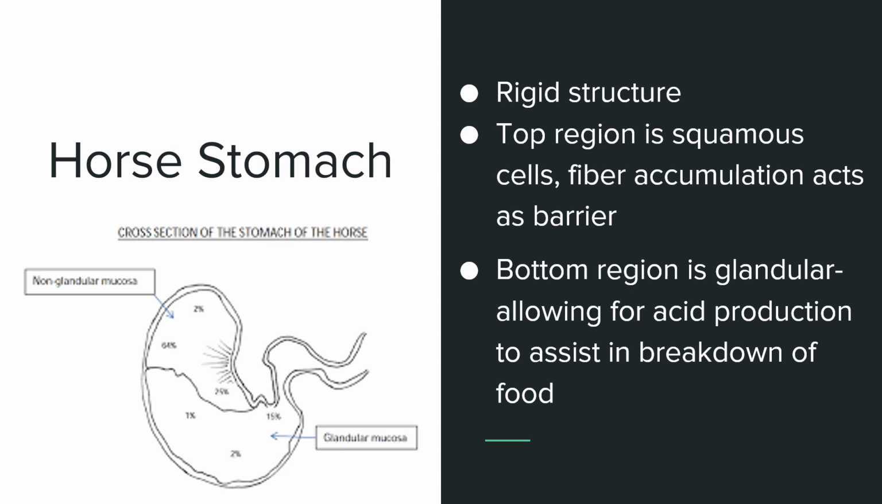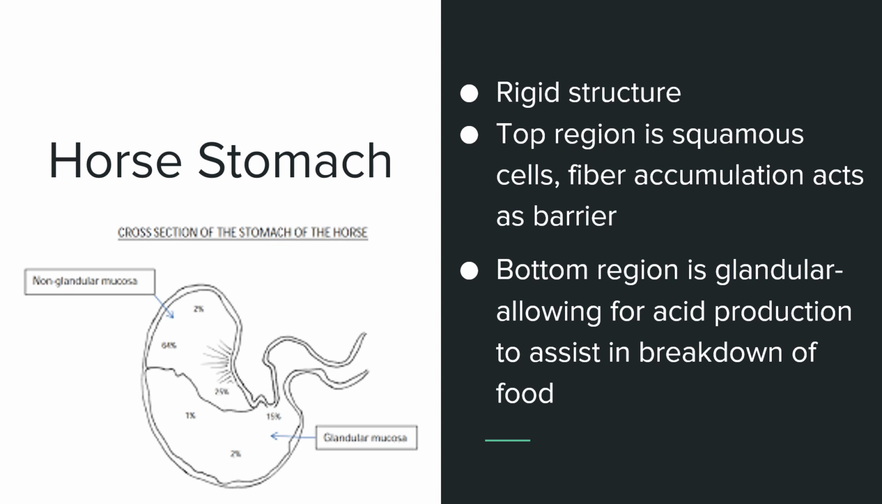So the top region of their stomach is made of squamous cells. And so the fiber actually is going to accumulate there. When they're eating all of their hay, all of their grasses, it's going to make a barrier so food and the liquids don't pass up through the esophagus. The bottom part is the glandular part, which is the part that is actually producing the acids for breakdown. So that's what's getting started with the feed process.